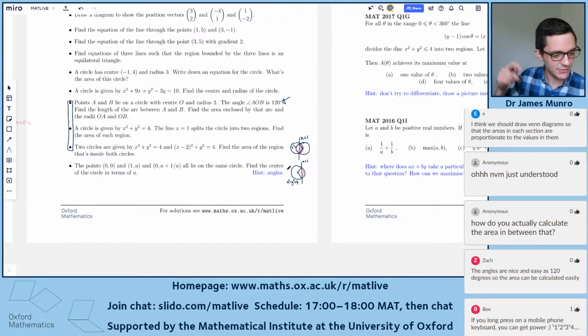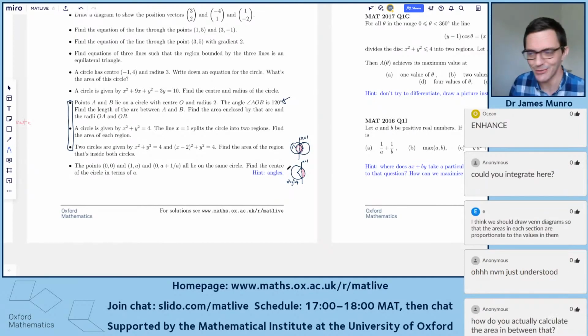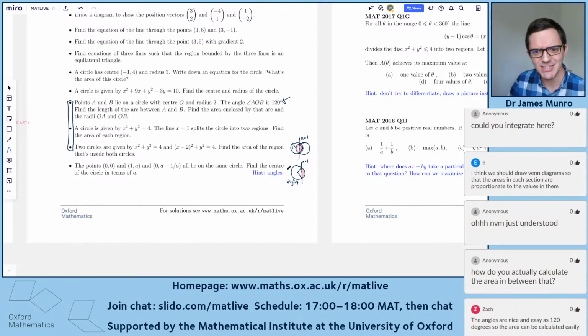Could you integrate here? So here's a really good question. Could you integrate? It's a sort of personal question as well. Could you integrate? Define that. Depends how happy you are integrating really complicated functions. So you could flip this over sideways. You have a circle, flip this over, you've got some function now. This is some function f of x.